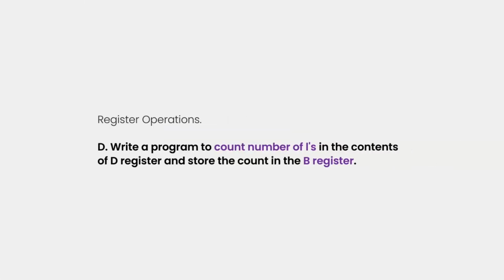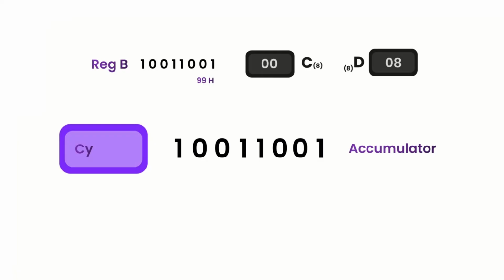In the fourth question, we have to count the number of ones in the contents of register D and store the count in register B. For the explanation, we have changed the registers given in the question. We have the number stored in register B. We will be storing the count in register C and using register D as a counter for the loop.